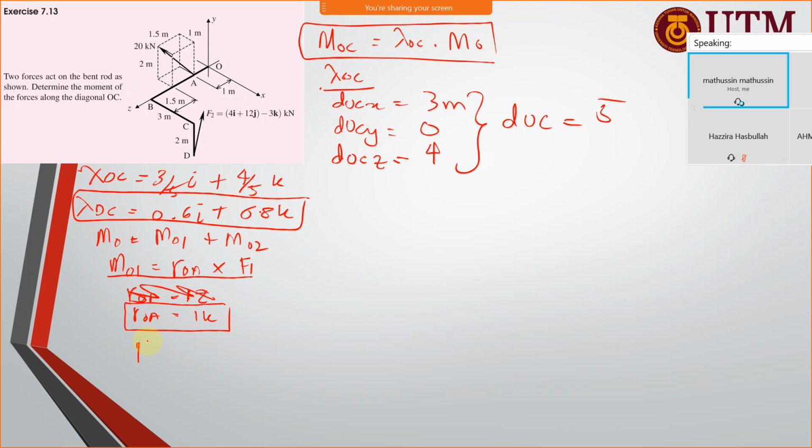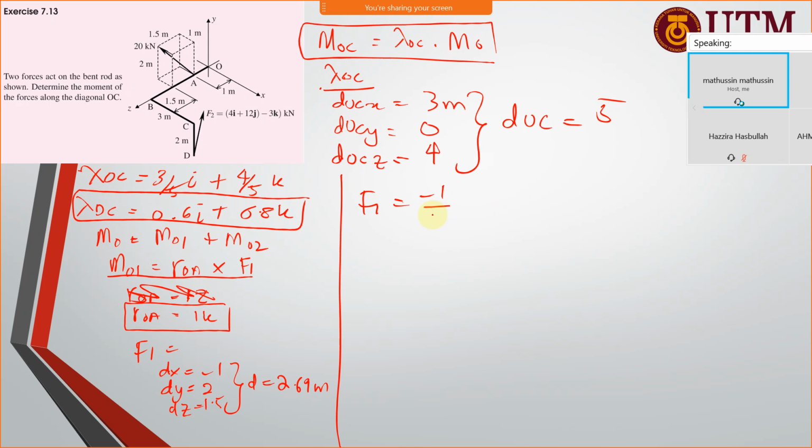And then F1 in terms of vector component, kita kena resolve it to component using coordinate method because dia bagi dimension dekat situ. So dapatkan dia punya dx dulu berapa? dx must be -1. Dy must be 2 and dz must be 1.5. Jadi d kat sini sama dengan square root of 1 square tambah 2 square tambah 1.5 square, 2.69 meter.